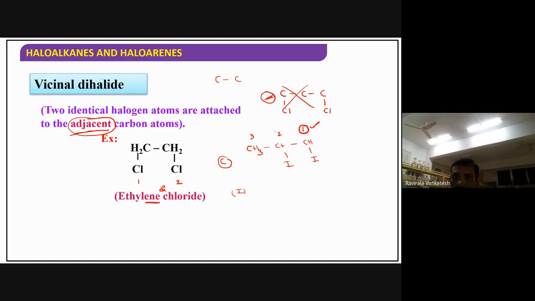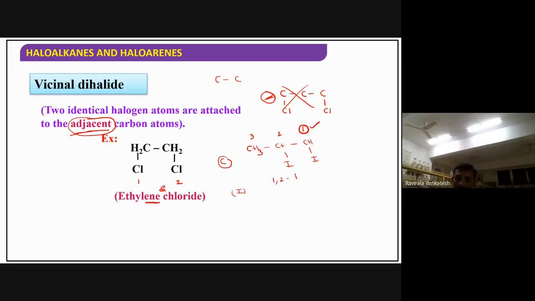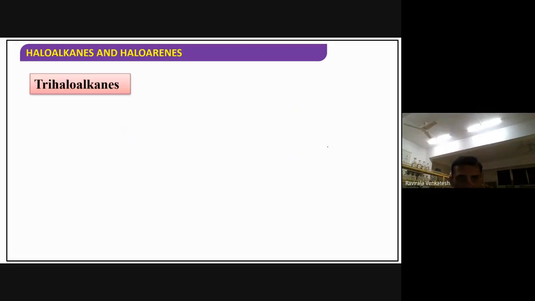Okay, now tell the nomenclature. 1,2-diiodopropane. Put a hyphen here. Ane comes whenever you have only single bonds. Three carbons, prop. Iodine, di. And 1, 2. Okay, like this we can give n number of nomenclatures.